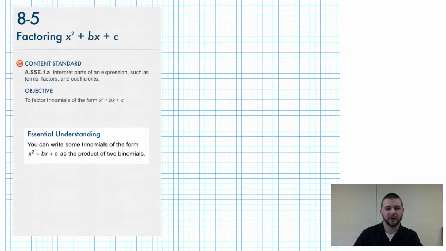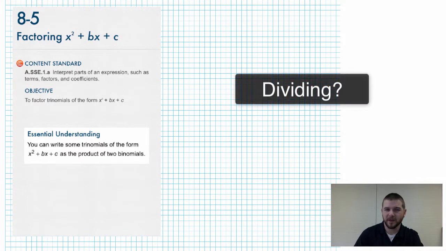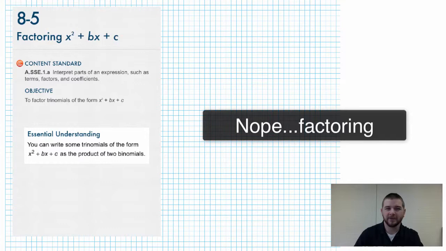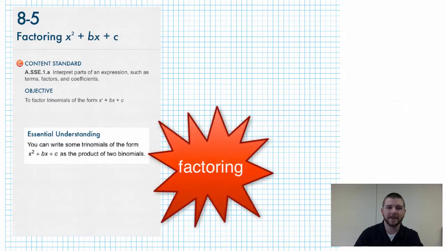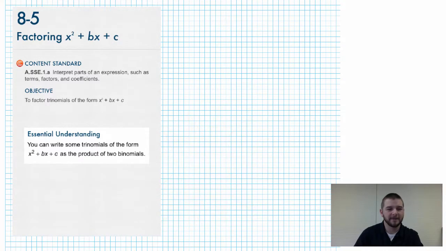So we know how to FOIL when multiplying a binomial times a binomial. We know how to distribute when multiplying a binomial times a trinomial or a larger polynomial. But what about the inverse of those operations? The inverse of multiplying binomials or trinomials and simplifying to find a polynomial. Well, that's called factoring. It is undoing that multiplication. And we're going to learn a lot more about that in section 8.5.